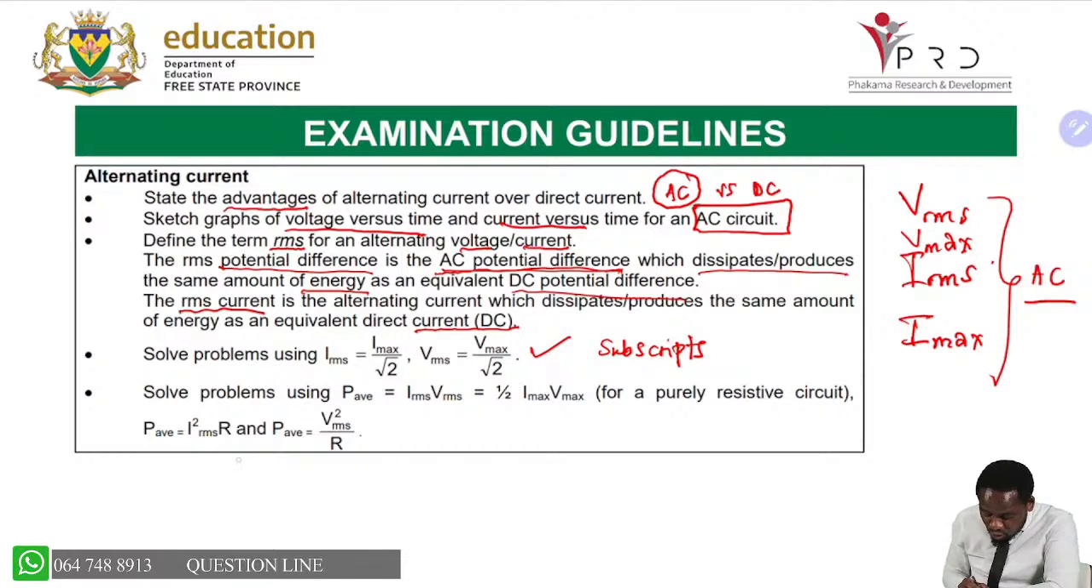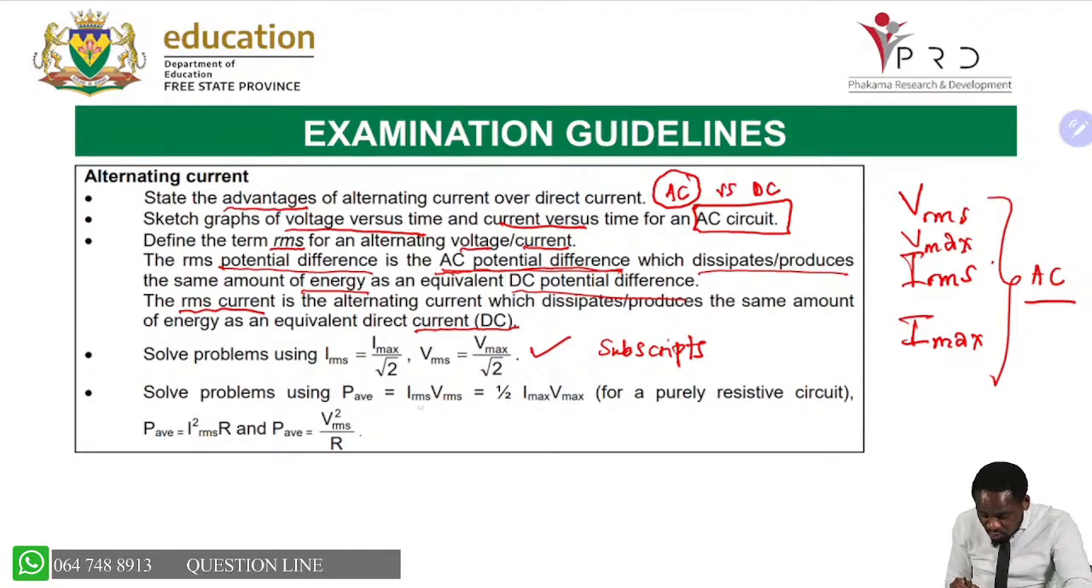So the examiner is very, very particular when it comes to the formula. The data sheet that is provided would give you the detail of the subscript. So pay attention to that. When you copy the formula sheet, make sure that you copy it correctly, because it's provided. I think it's the easiest it can get. And then we also want to solve problems using average power.